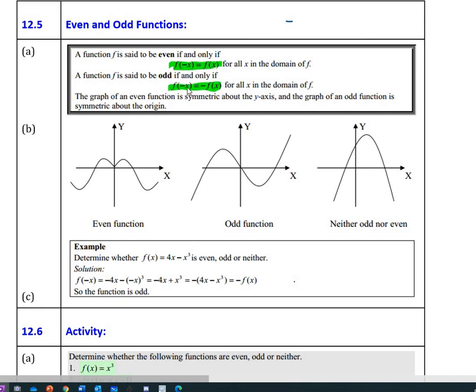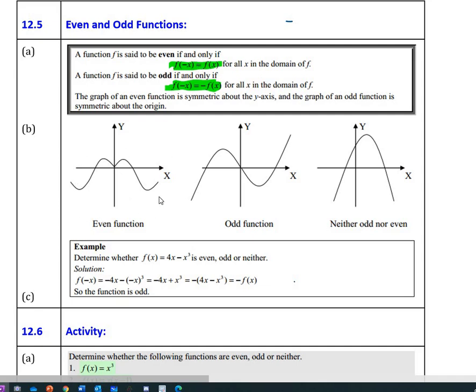F of negative x. In other words, you swap x for negative x, and you check if you get the same answer. When you find the same answer, it is even. When you get negative the original, it is odd. And when you get none of the two, then it's not even and also not odd. We're going to do examples now. But I just want to focus your attention on the fact that you are actually testing for symmetry in the y-axis, and also in the x-axis for the negative one. So then it's odd, and in the y-axis it's even.